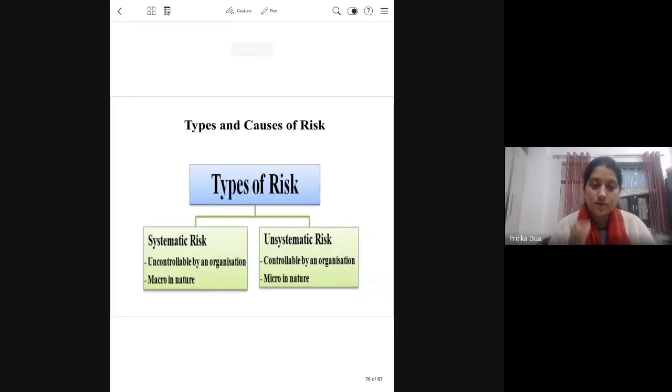Coming to risk, so as already told, risk is the fluctuation or the possibility that your actual return will be different than the expected return. So, what causes risk? Why is there risk in every investment opportunity? The reason for risk being there is factors which are related to the individual firms or macro level factors.